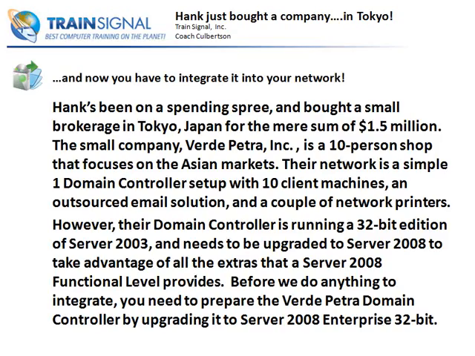Hank just bought a company over in Tokyo, and now you get to integrate that company's network into your network. Oh, the joys. It's a small company. He bought it for $1.5 million, and it's called Verde Petra. It's a 10-person shop. It focuses on the Asian markets in terms of finances and securities and whatnot. Their network is pretty simple. It's a one-domain controller setup. It has 10 client machines, an outsourced email solution, and a couple of network printers.